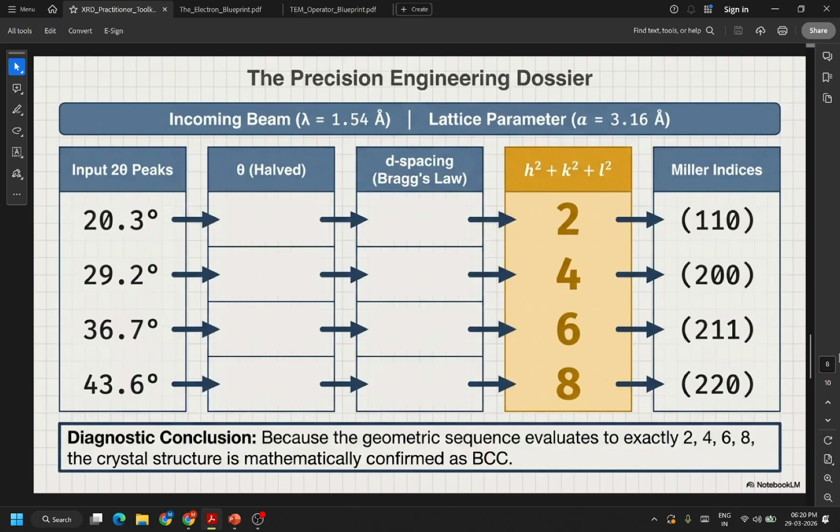So from looking at your h square plus k square plus l square values, you can get the lattice structure. So here it will come out to be BCC, and that will give your Miller indices 110, 200, 211, 220.